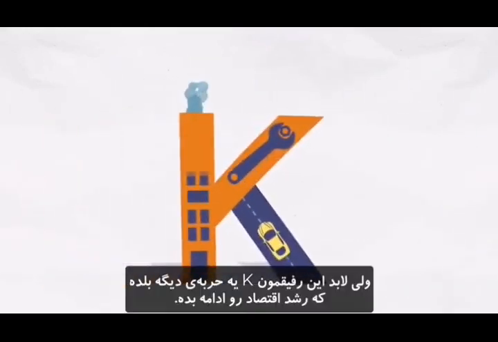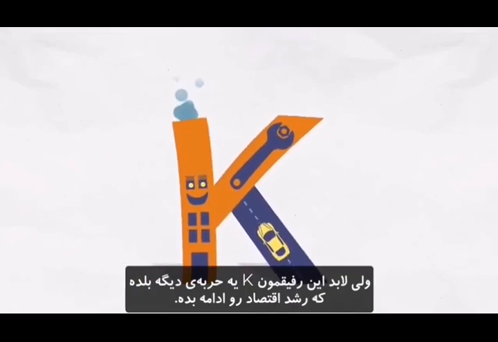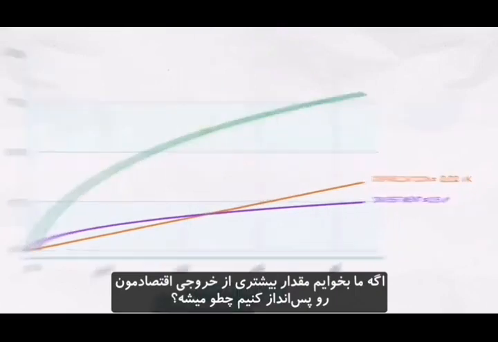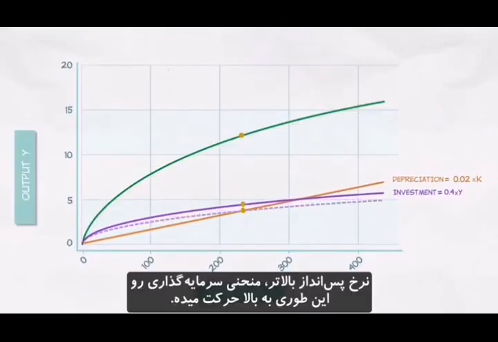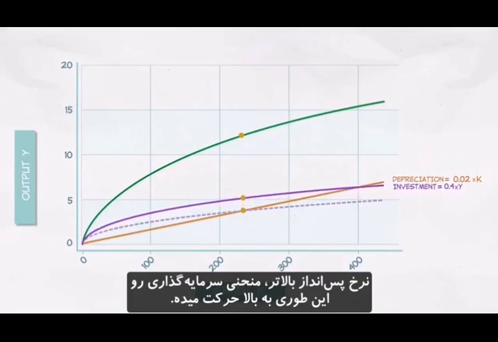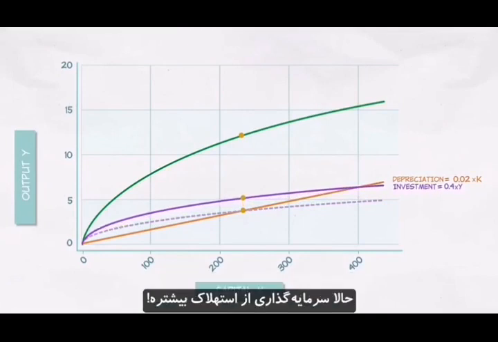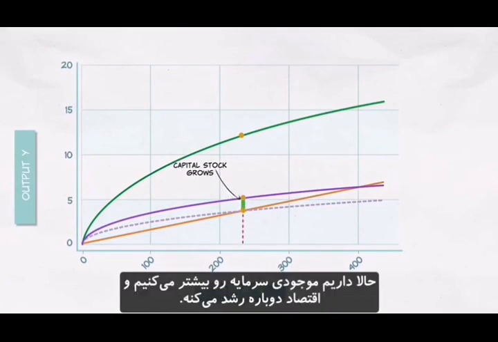Now perhaps our friend Kay still has one more trick up his sleeve to get the economy growing. What if we started to save more of our output? A higher savings rate shifts the investment curve up like this. Now investment is higher than depreciation. So we're adding to the capital stock and the economy is back to growing.